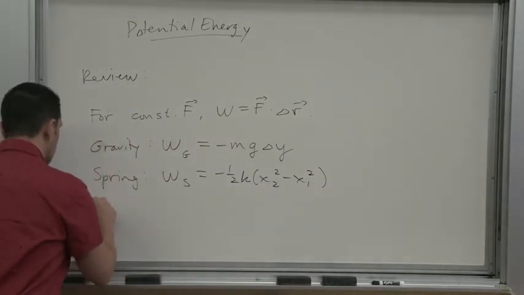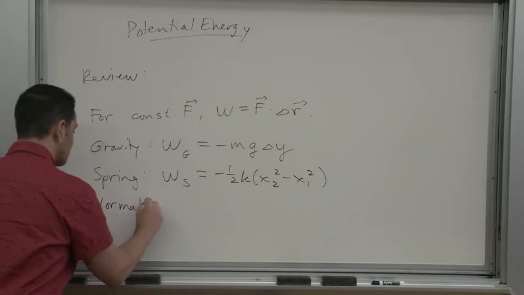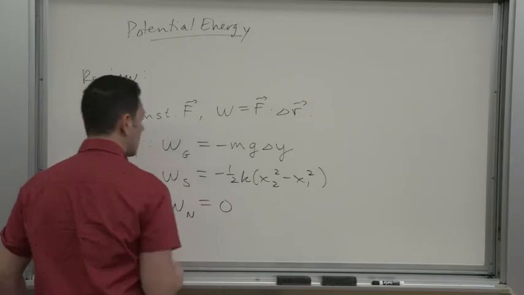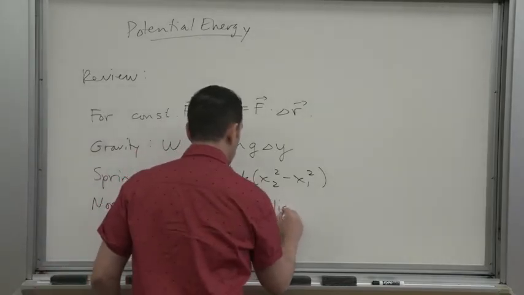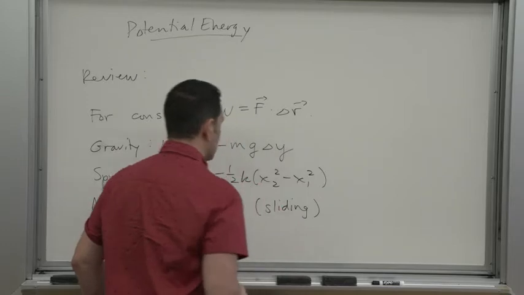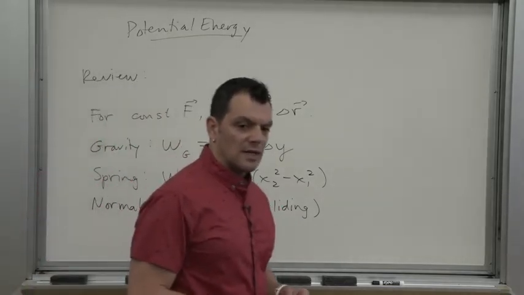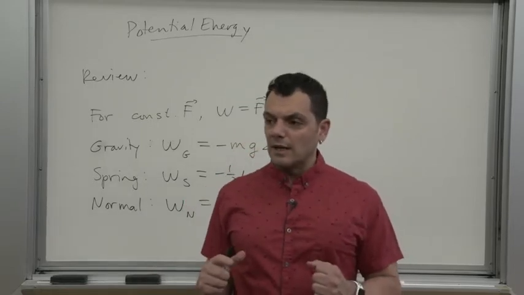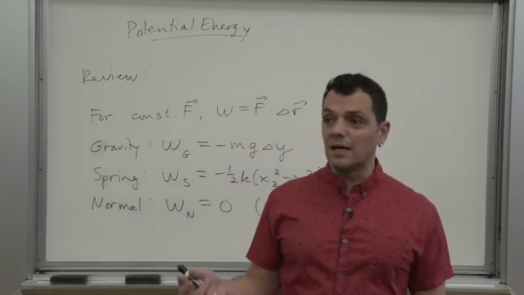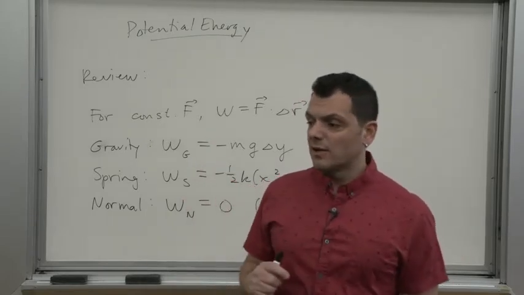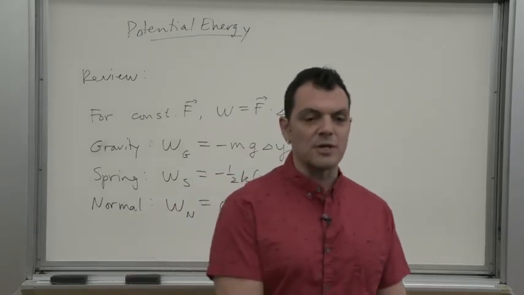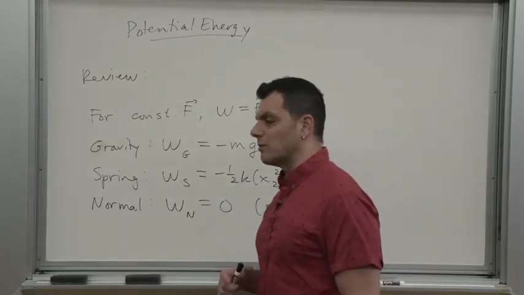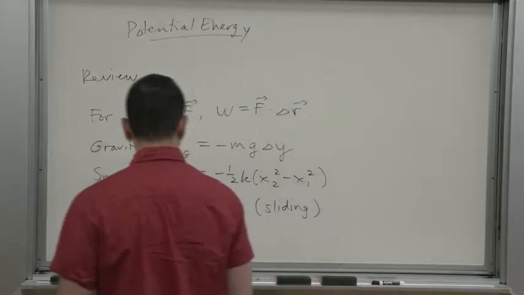For the normal force, we found out that the work done was 0, but this is only for sliding objects. Remember that if an elevator is moving upwards and there's a box on the floor of the elevator, the normal force of the elevator floor on the box is doing work. So I'm only talking about objects sliding across surfaces. In those cases, even if the surface is curved, the work done by normal forces is 0.